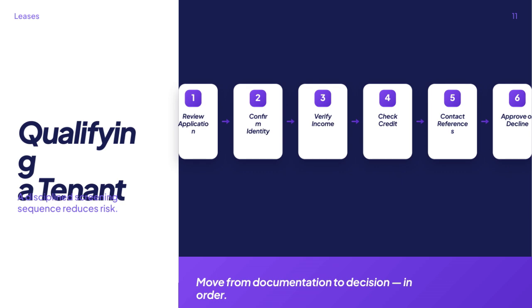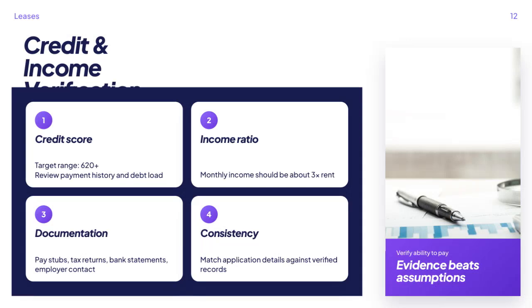Following this, contact their references to gather additional insights about their character and rental history. Finally, based on all this information, make an informed decision to either approve or decline the application. This step-by-step sequence, moving from documentation to decision, helps ensure you select reliable tenants and reduce potential issues down the line. Here we focus on credit and income verification, which are crucial steps in evaluating a tenant's application.